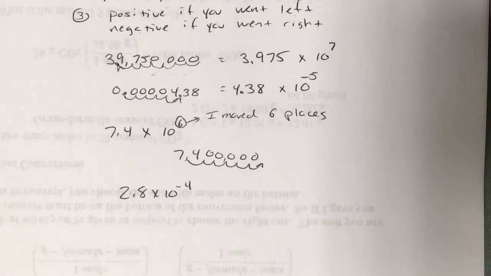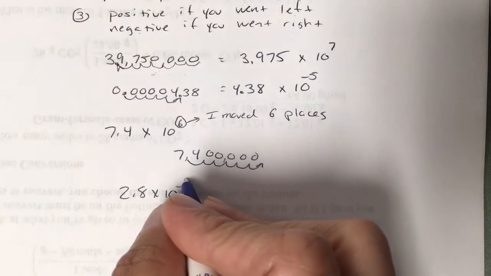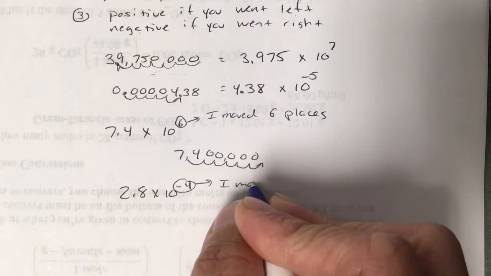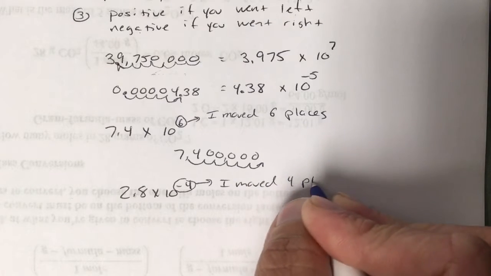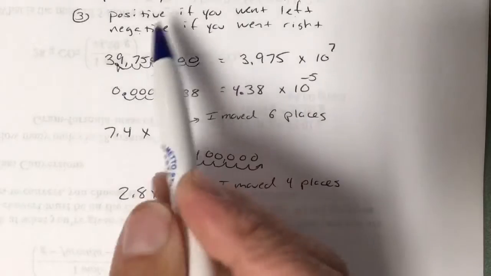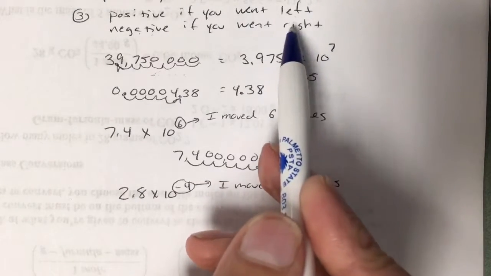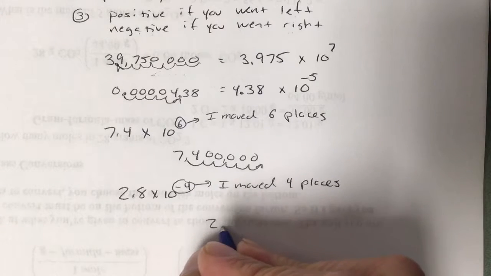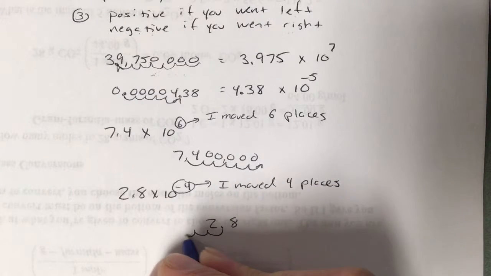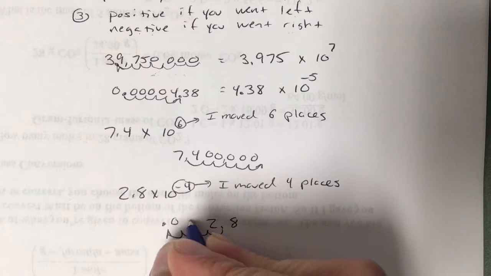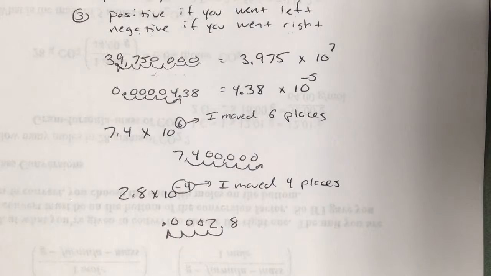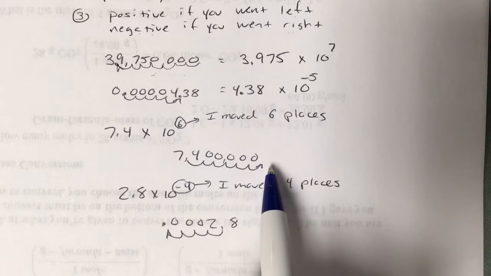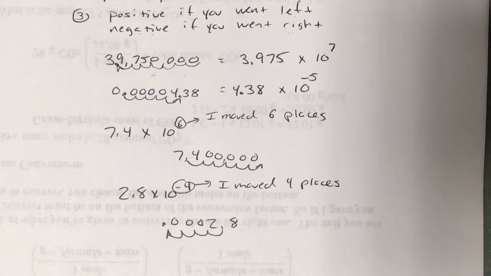If I have 2.8 times 10 to the negative 4, I've got to understand what that negative 4 means. It means I went 4 places. But since it's negative, that means I went to the right. So now I have to undo it and go back to the left. So 1, 2, 3, 4. 0.00028.